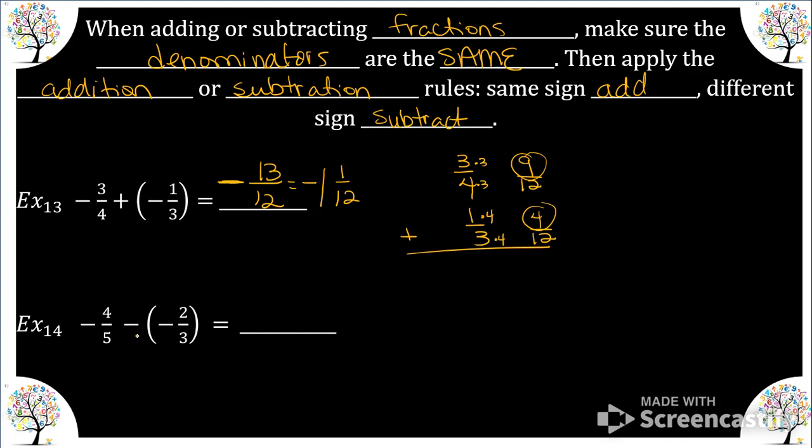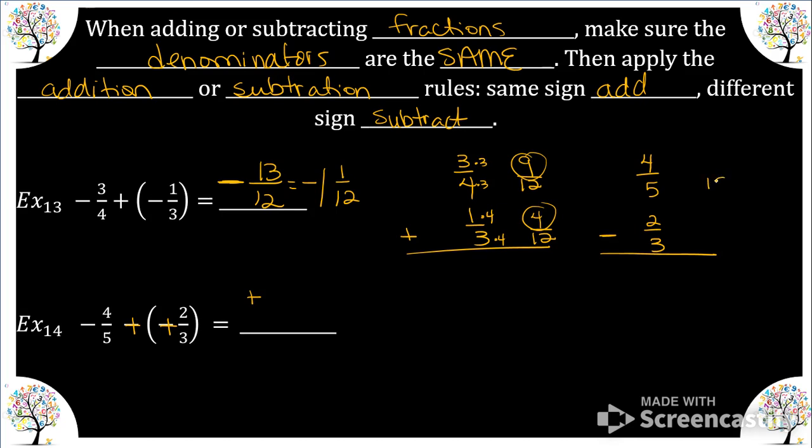Number 14, we have subtraction. I'm going to apply keep, change, change. So I have a negative plus a positive. We are going to subtract, and our answer is going to be positive because positive 2/3 is more than negative 4/5. So we're going to have a positive. So I'm not going to worry about the sign as we come over here and make equivalent fractions in order to subtract these. We are subtracting because signs are different.